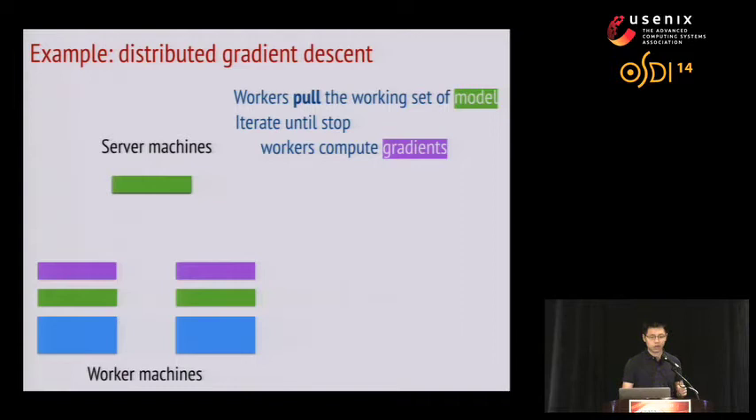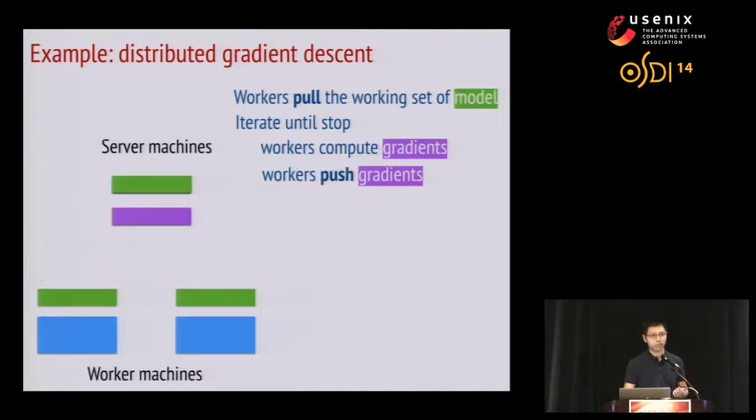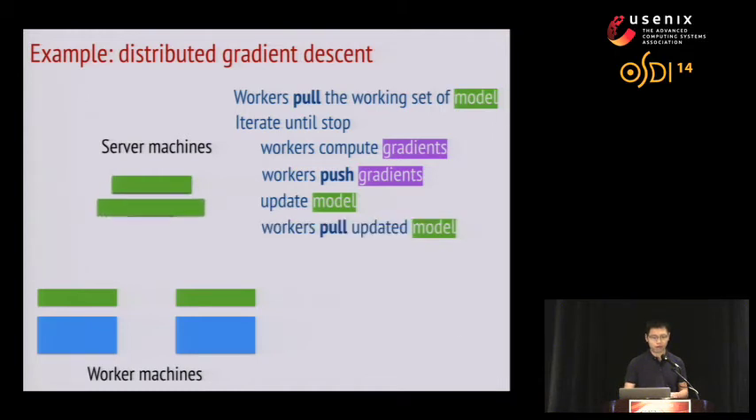The first step is that the worker computes the gradient using its working set of the model and the local training data. Next, the worker pushes this gradient to the servers. After aggregating this gradient, the server updates the model, and finally, the worker pulls the updated model from the server. So now we have finished one iteration. We can run it again and again until we get a model with the accuracy we want.